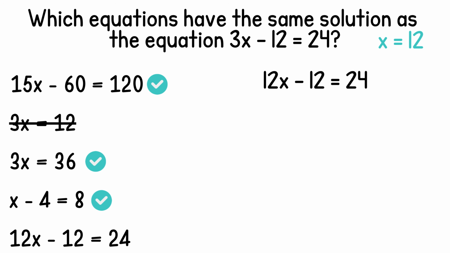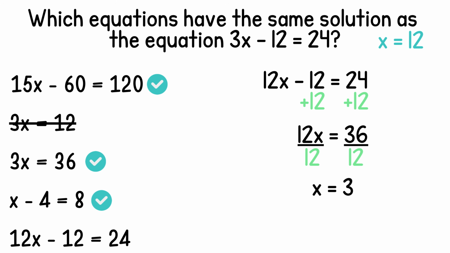Now let's look at 12x minus 12 equals 24. We'll start by adding 12 to both sides of the equation. This gives us 12x is equal to 36. Now we'll divide both sides by 12. This gives us x equals 3. So since it doesn't match our original solution, this equation isn't equivalent.